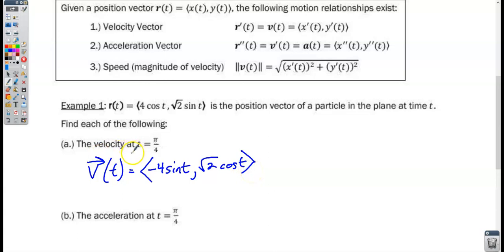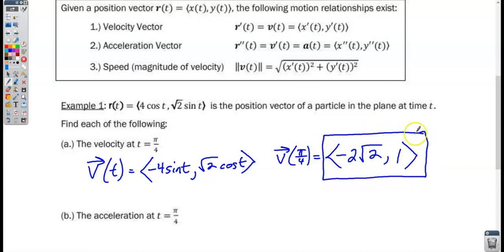Now we want the velocity at time pi over 4, so we're going to take this velocity vector and substitute pi over 4 in there. That's going to be negative 4 times the sine of pi over 4. Sine of pi over 4 is root 2 over 2, so negative 4 times root 2 over 2 ends up being negative 2 square roots of 2. And the square root of 2 times the cosine of pi over 4. Cosine of pi over 4 is square root of 2 over 2, so we've got square root of 2 times square root of 2 over 2, which is just 2 over 2, or 1. And there is the velocity vector at time pi over 4.